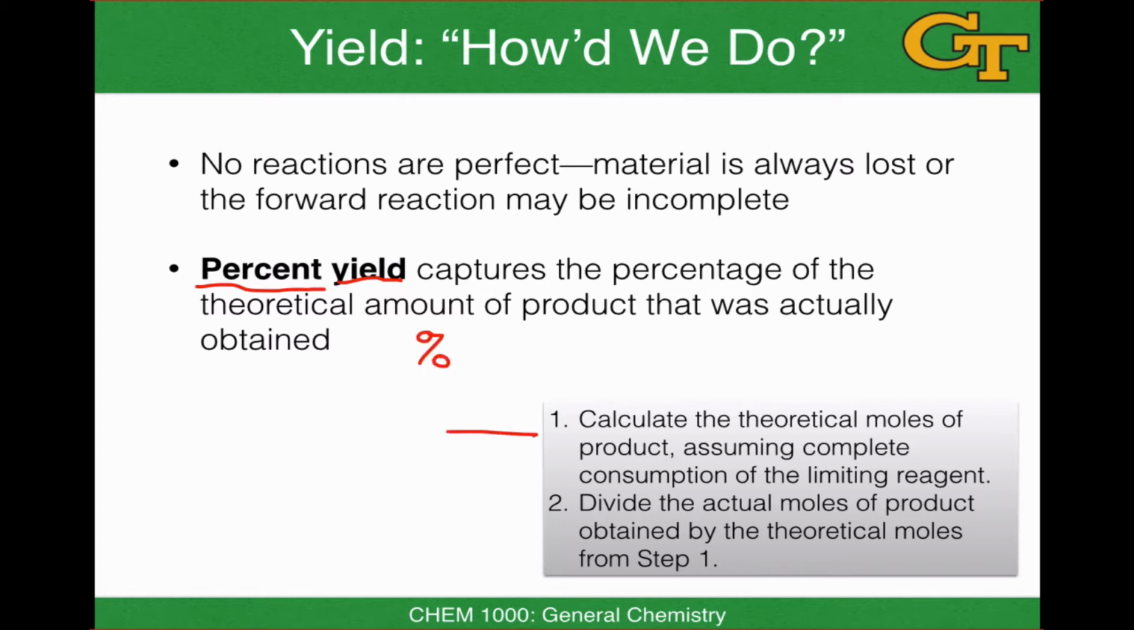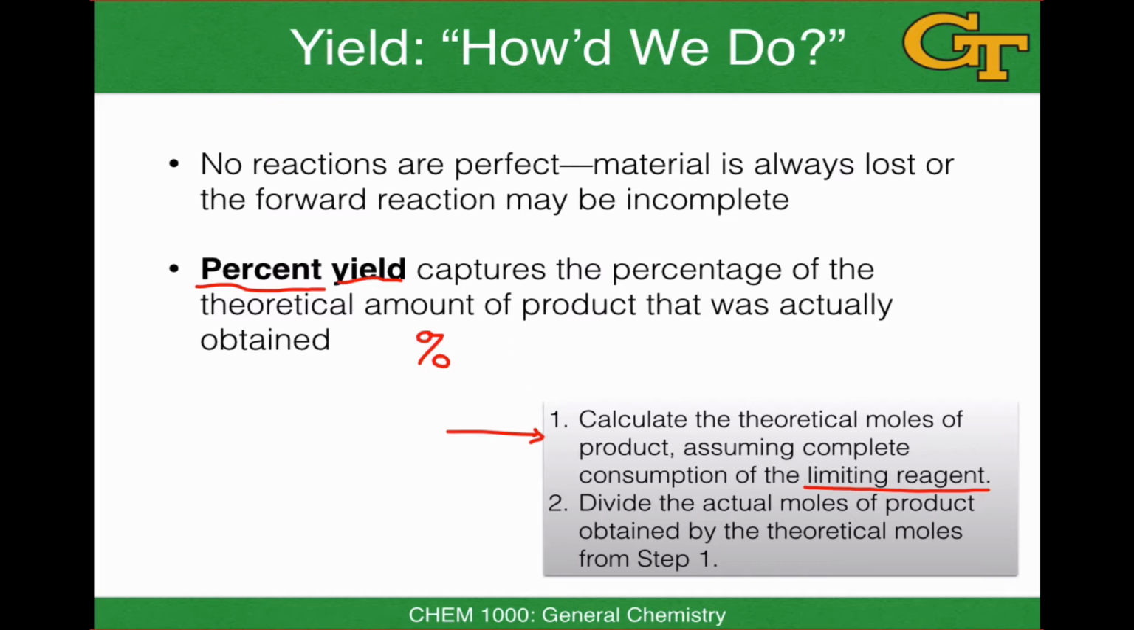The first is to calculate the theoretical moles of product that we'd form, assuming complete consumption of the limiting reagent. So this is a general statement, general in the sense that it applies even under situations where there's a limiting reagent. If there is no limiting reagent, then we can use any of the reagents to calculate yield. But when there is a limiting reagent, we don't want to overestimate the theoretical product, and so we need to use the limiting reagent as a basis for calculating the theoretical moles of product.